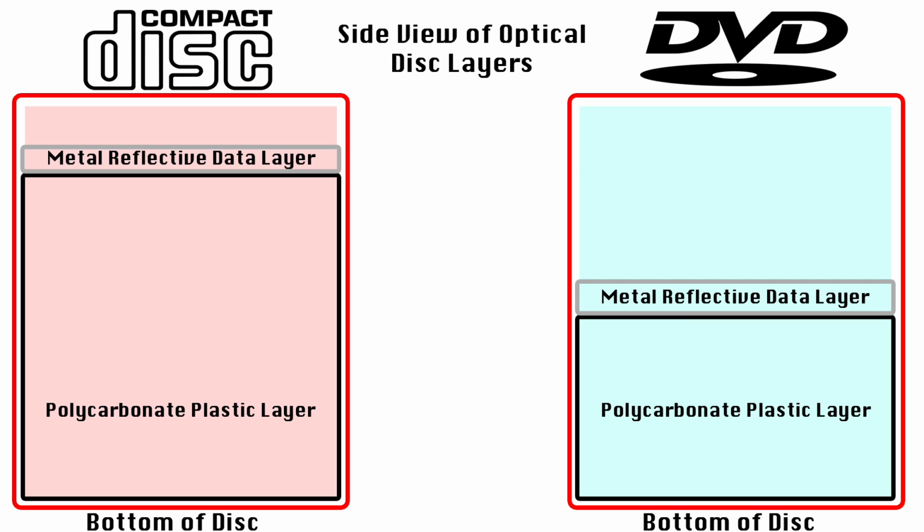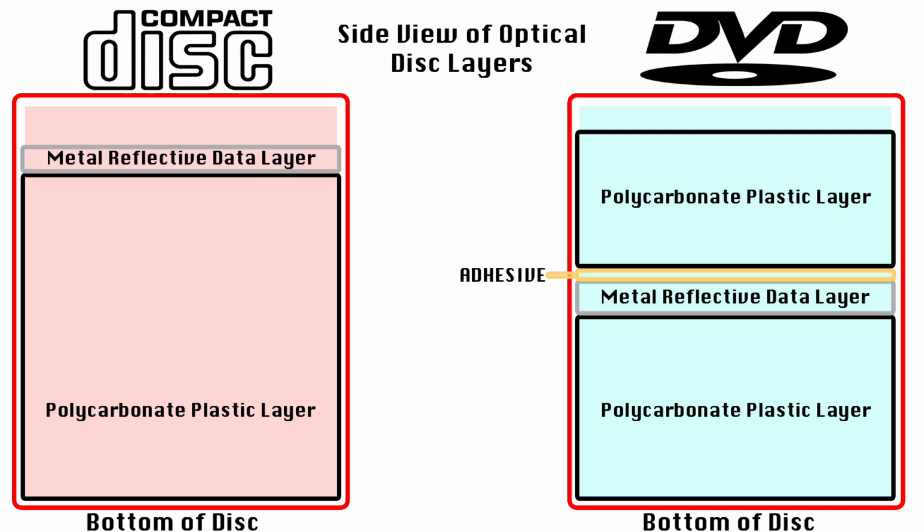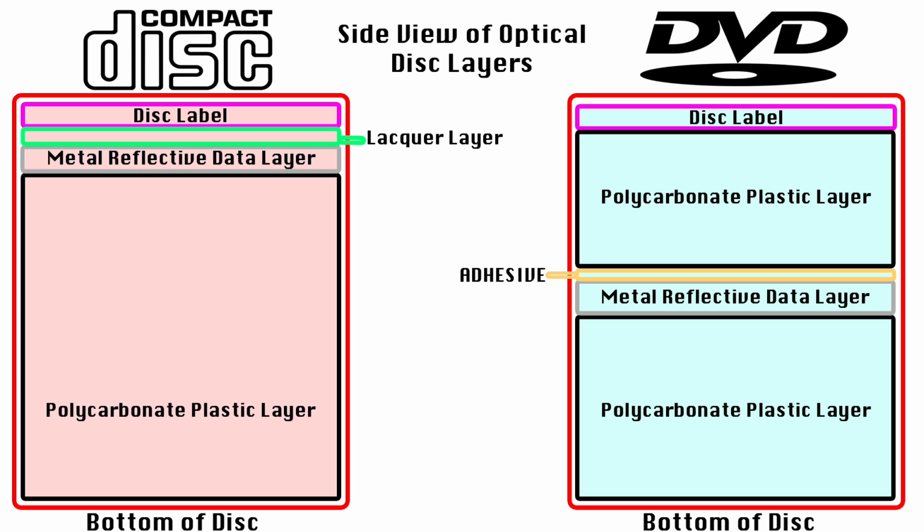Next is the metal reflective data layer. This is nearly always aluminum based and is where the information is stored. On a CD, it's near the top of the disc, and on DVDs, this layer is about in the center of the disc. Next, exclusive to DVDs, is an adhesion layer followed by a polycarbonate plastic layer on top. For CDs, there is a thin protective lacquer layer. Lastly, the printed surface containing the label is on top of the disc.